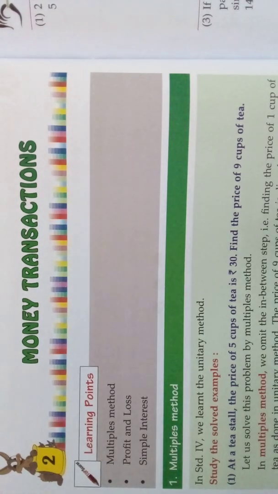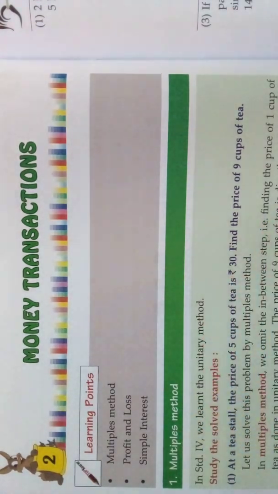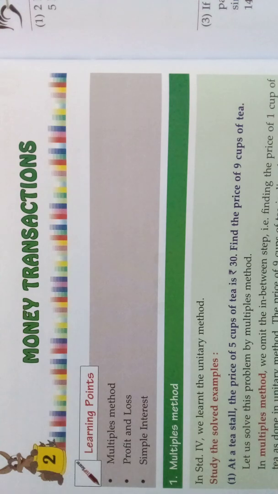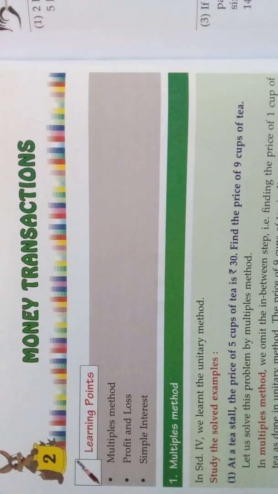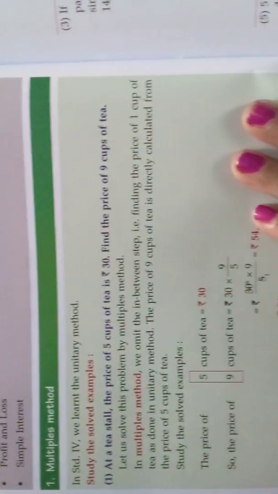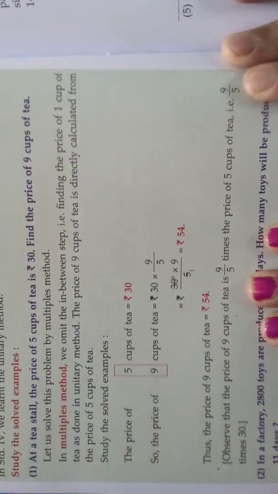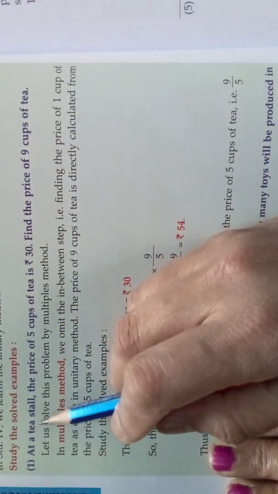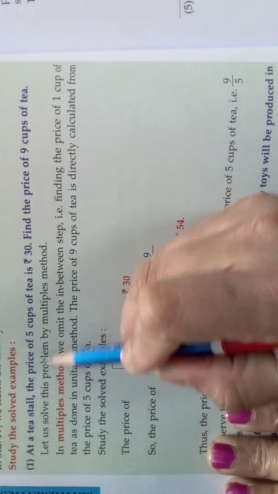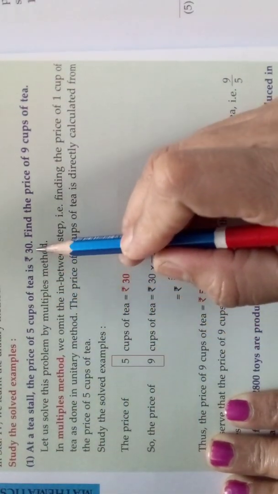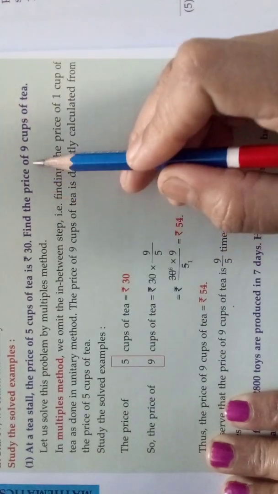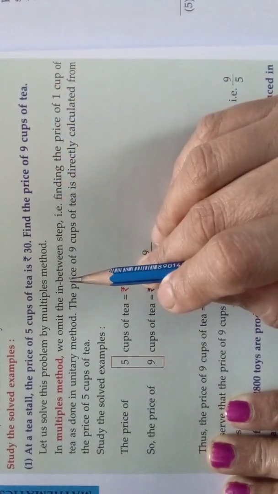Come children, we will see the first thing, multiples method. Come, we will see one example. Look here, what is multiples method? First example. At a tea stall, the price of 5 cups of tea is 30 rupees. Find the price of 9 cups of tea.